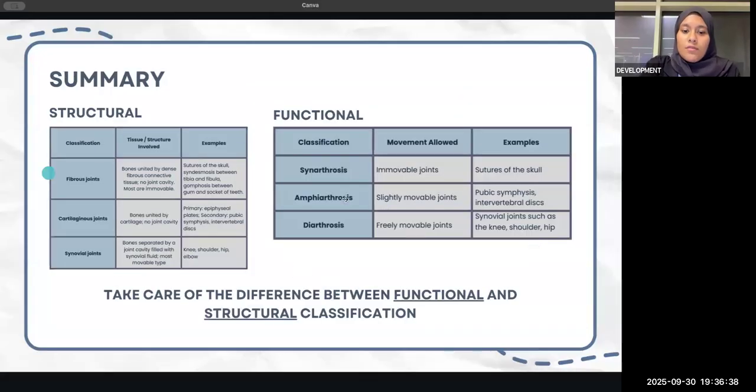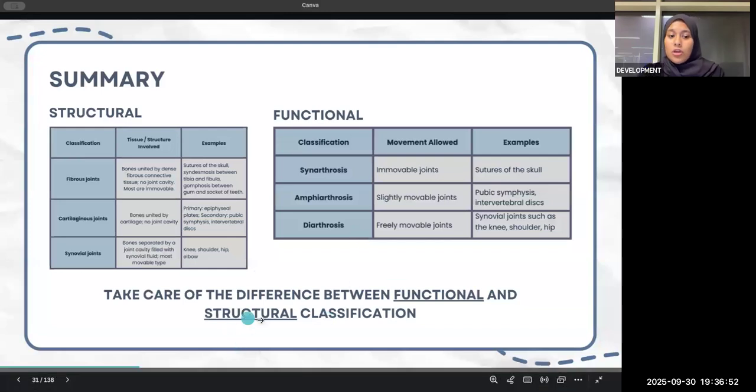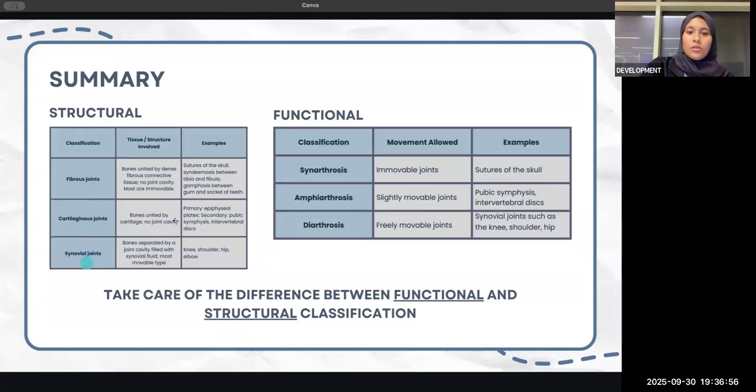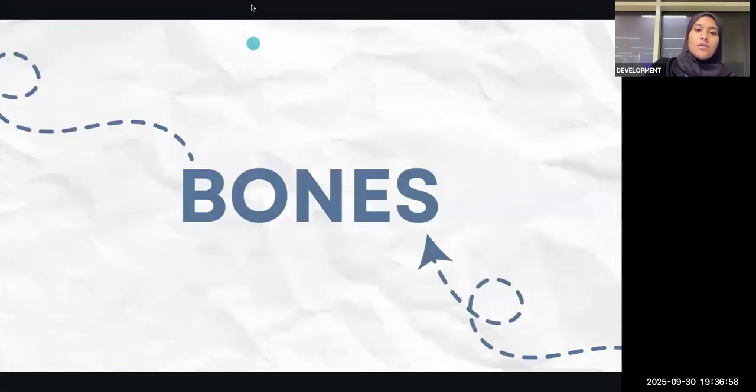And this is just a summary of everything that we just talked about regarding joints. Please take care of the difference between functional and structural. When they ask about functional, you write synarthrosis, amphiarthrosis, or diarthrosis. When they talk about structural, you talk about fibrous, cartilaginous, and synovial. And we're done with joints, guys. Any questions? Let me go through the questions.